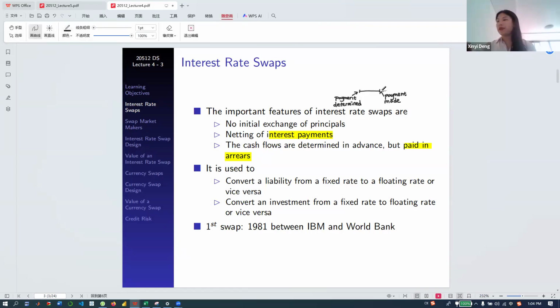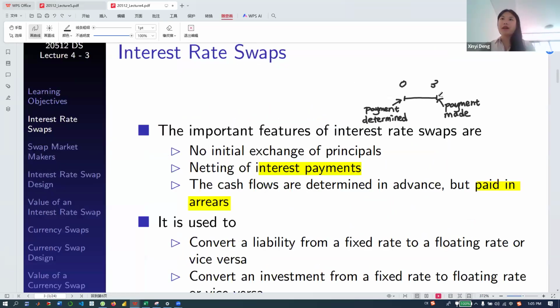So this is only part of the timeline. Let's say we have a swap where the payment is scheduled every 3 months. So for that interest rate swap, paid in arrears basically means that, let's say this is month 0, this is month 3, and perhaps we have month 6.